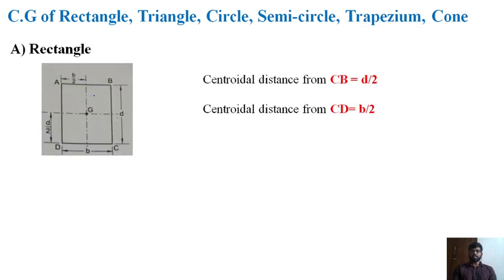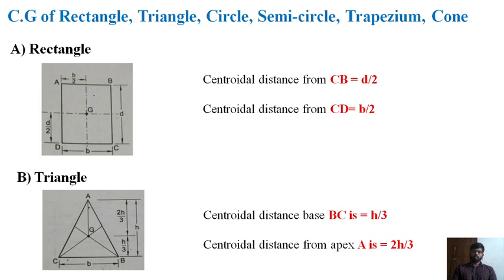The first one is a rectangle. You can see from the figure the rectangle ABCD. B is the breadth of the rectangle, and D is the depth of the rectangle. The centroidal distance from the side BC, or CB, is equal to the depth by 2. The centroidal distance from CD, that is from the base, is equal to breadth by 2.